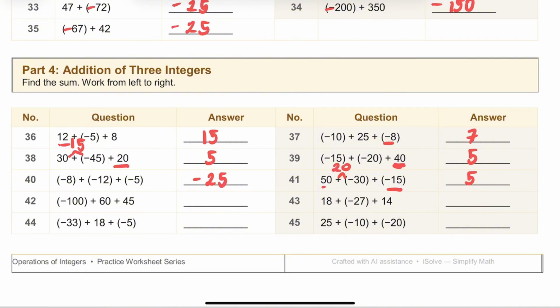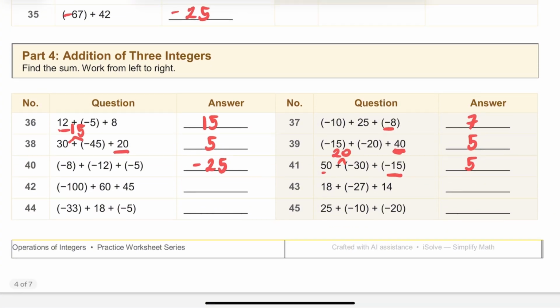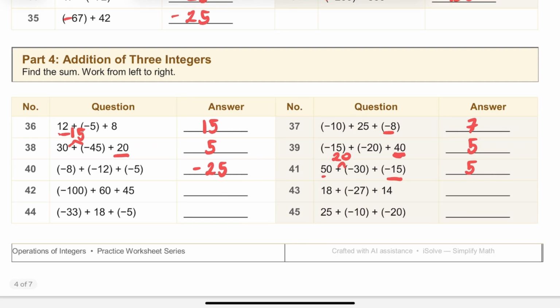42. We have negative 100 plus 60 plus 45. Negative 100 plus 60, we're going to minus them because they have different signs. Answer will be 40. And the sign of the bigger absolute value is negative, so it's going to be negative 40. Now negative 40 plus 45, different signs. So we are going to minus them. 45 minus 40 is 5. And then we copy the sign of the bigger number, which is the 45, positive. So our answer is positive 5.